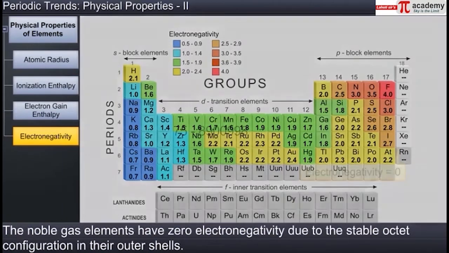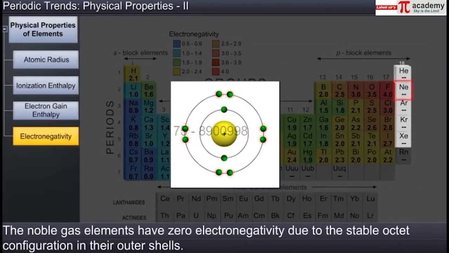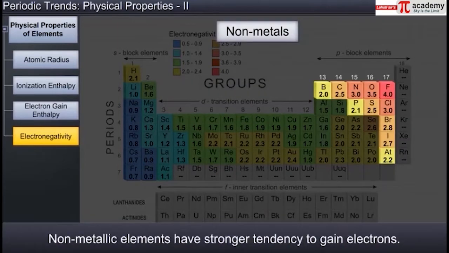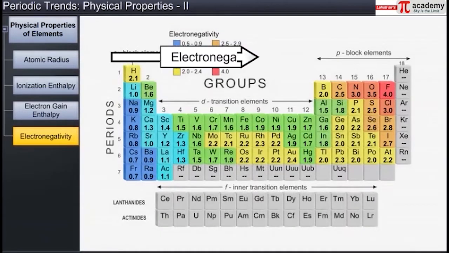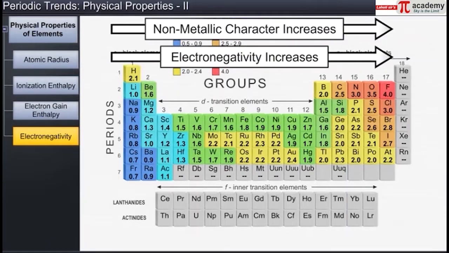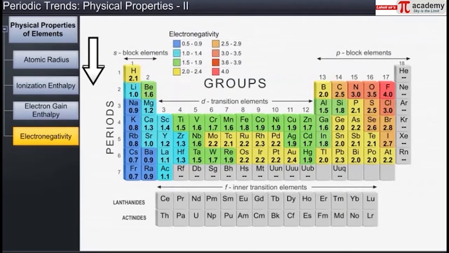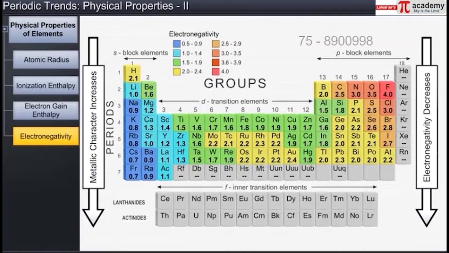The noble gas elements have zero electronegativity due to the stable octet configuration in their outer shells. Non-metallic elements have stronger tendency to gain electrons. Thus, electronegativity increases with the increasing non-metallic nature of elements across a period. As the elements down a group exhibit increasing metallic nature, the electronegativity also decreases.